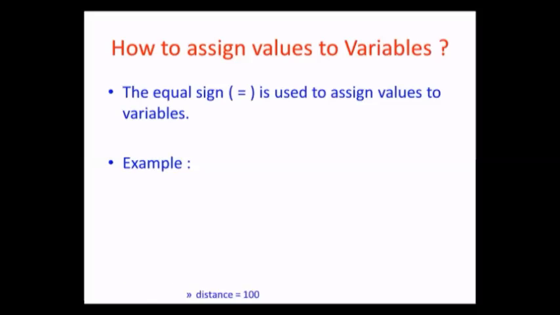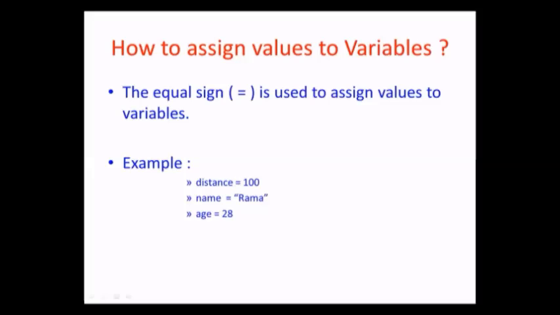Let us take one example. Here, distance equal to 100. Distance is the variable name and 100 is the variable value. Similarly, name equal to Rama. Name is the variable name and Rama is the variable value. Similarly, age equal to 28. Age is the variable name and 28 is the variable value.